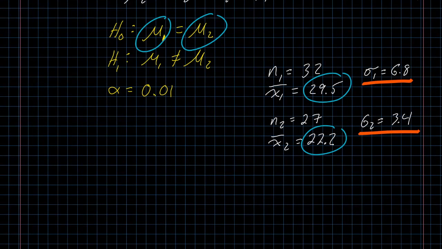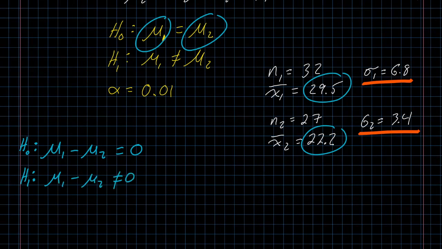I'm simply going to subtract on one side. I'm going to write this as mu1 minus mu2. The null hypothesis can equivalently be given as mu1 minus mu2 equals 0. The alternative hypothesis can equivalently be given as mu1 minus mu2 is not equal to 0. And we can estimate this as x bar 1 minus x bar 2.